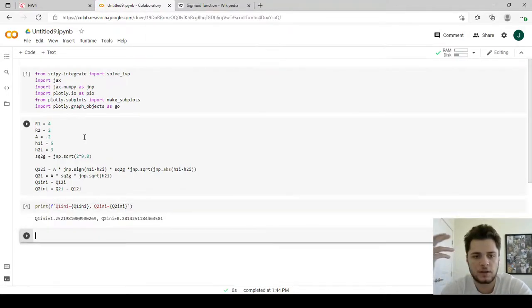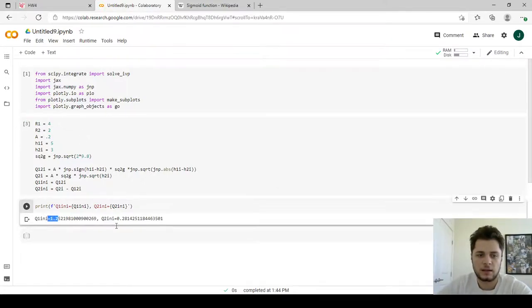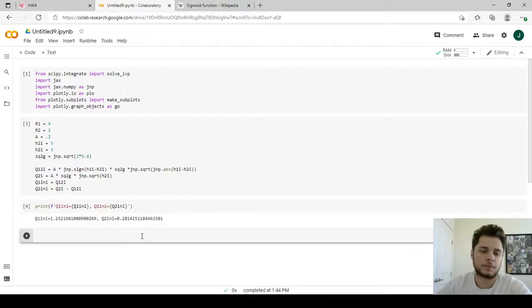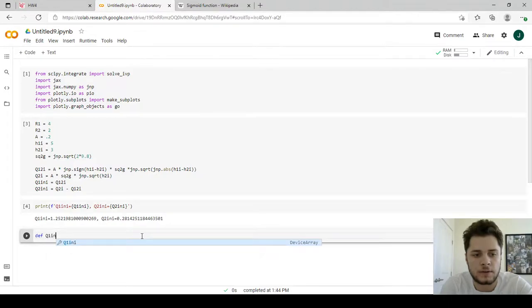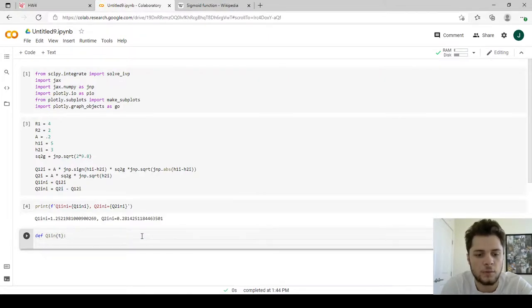There, so those are the initial inlet flow rates that are keeping our tank at steady state. But let's say we were to change those. How is our height affected? So we want to start with defining functions for our inlet flow rates given time. So function given a time, and we want to return.